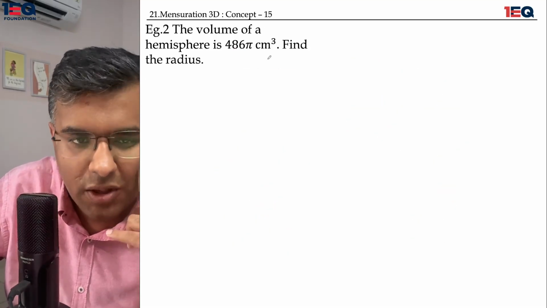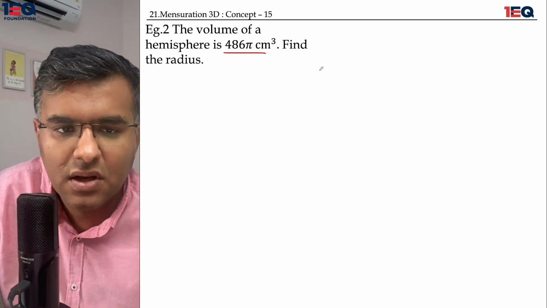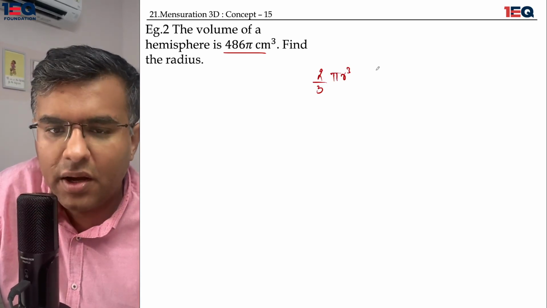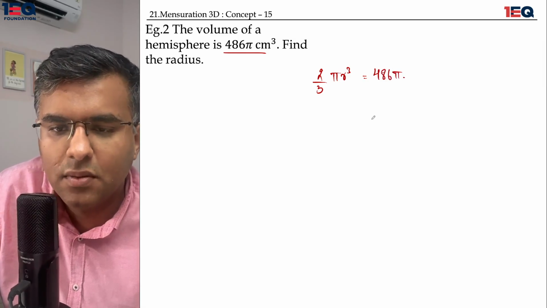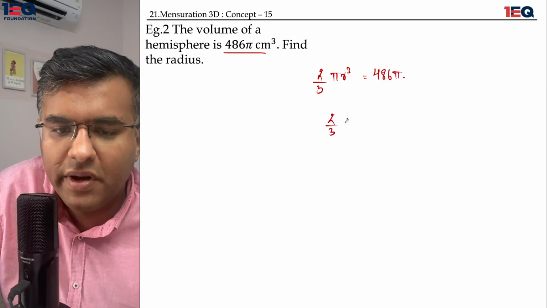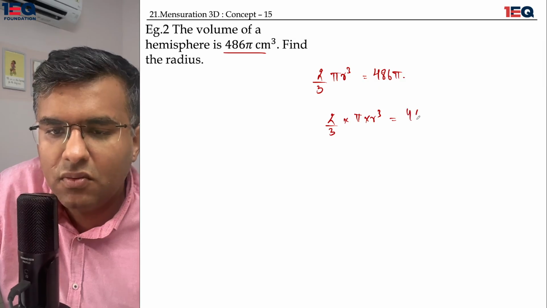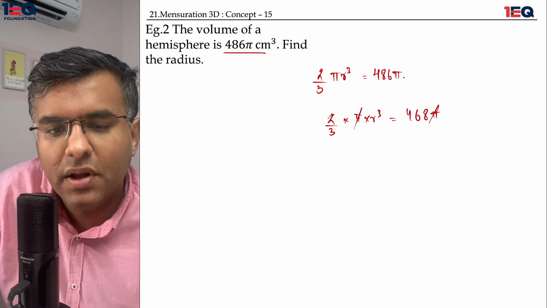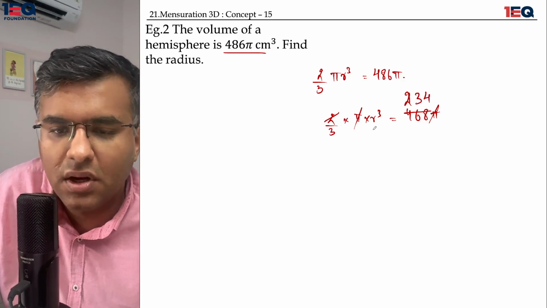Now, the volume of a hemisphere is given. I quickly need to find out just the radius. Volume of a hemisphere is 2 by 3 pi r cube, which is equal to 486 pi. 2 by 3 into pi into r cube is equal to 468 pi. The pi gets cancelled with the pi. I just have a 2 here. This is going to be 2 2s are 4, 2 3s are 6, 2 4s are 8.